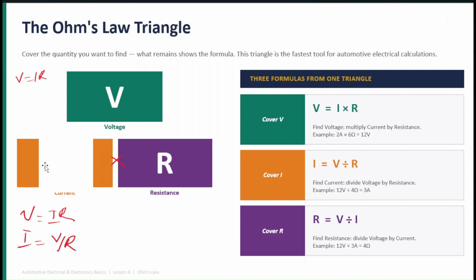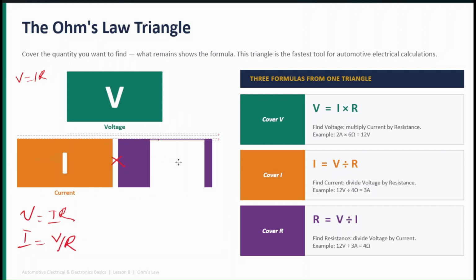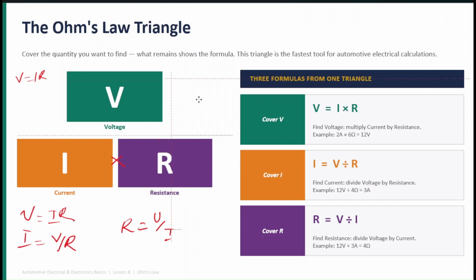And if you don't know R in a circuit, then R is equal to V divided by I. This is a magical triangle wherein, if you are not able to derive it mathematically, you can easily derive these formulas using this magical triangle.